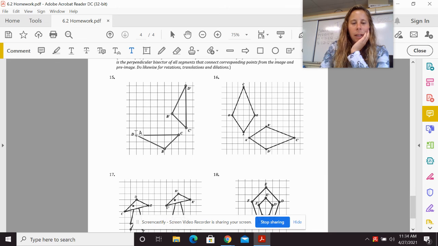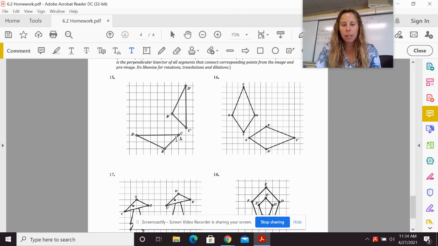So looking at number 15, did they rotate, reflect, translate, or dilate? All right, well, they're the same size, so they didn't dilate, right? Dilations change size. It's oriented differently, so it's more than a translation. Translation is just sliding it around, so the shape would have to stay how it is now. You would just be moving it up or down, left or right. All right, so it's either going to be a reflection or a rotation.